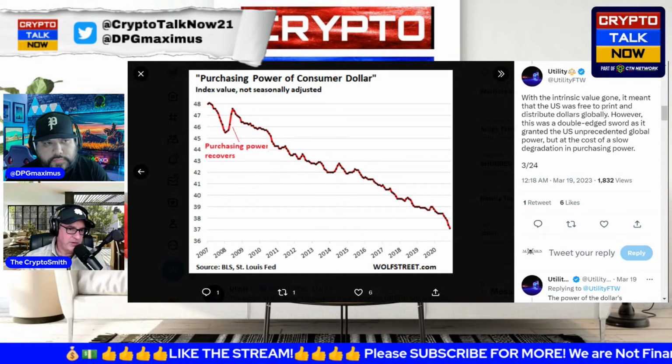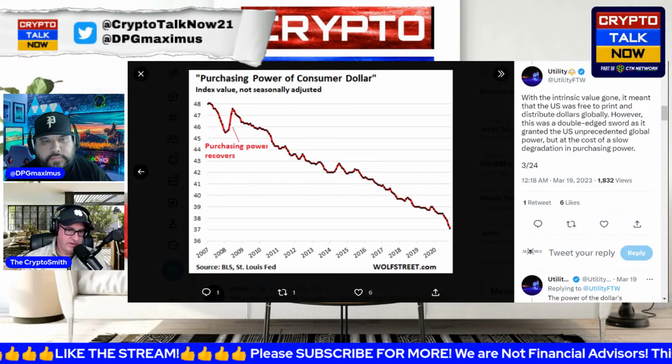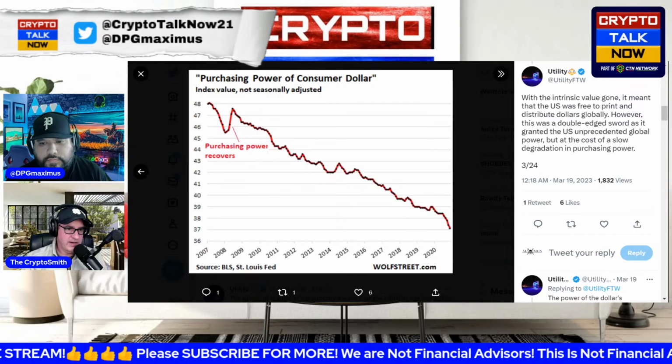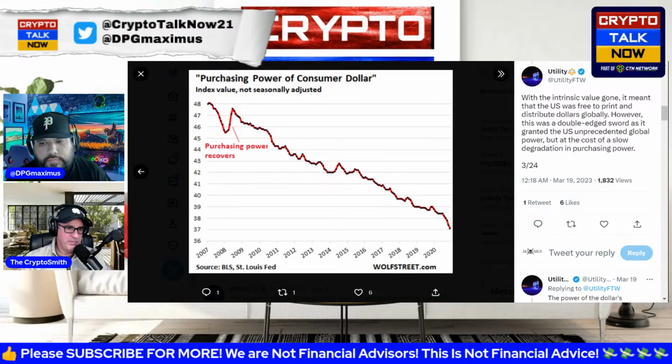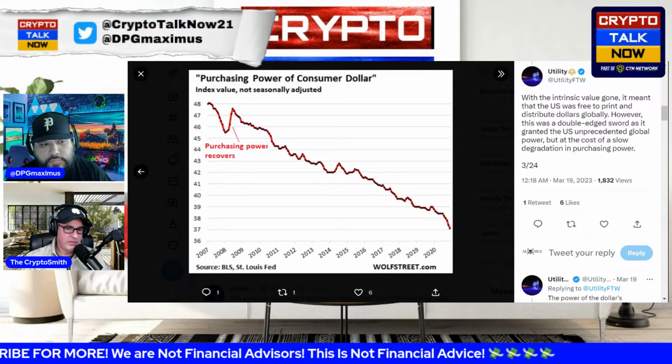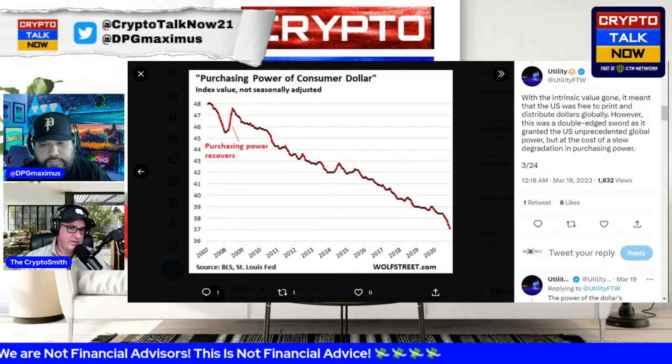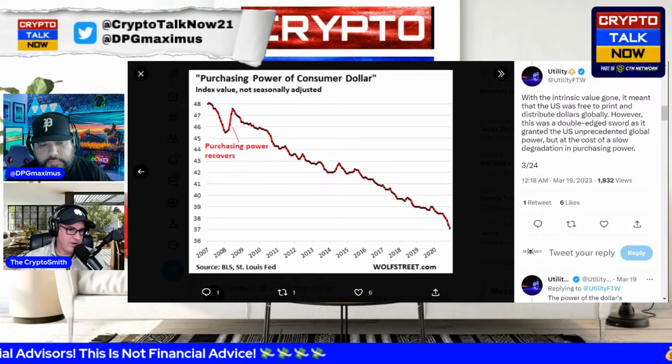But you're 100% correct. This chart is horrible looking, but it is correct. And our purchasing power is worse today than it was yesterday, and it's going to continue on that. So there's no way to turn that chart around.